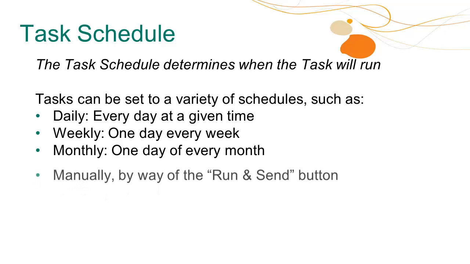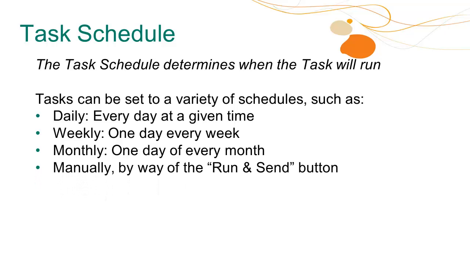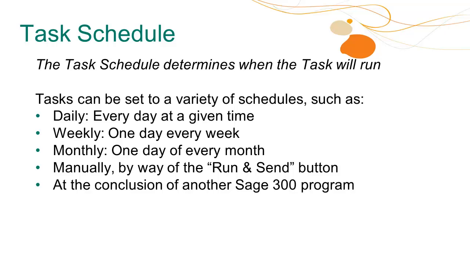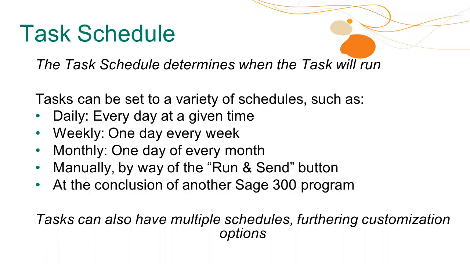Or you can set up a task schedule to run only when you want to by setting a manual schedule and using the Run and Send button. Another thing you can do is schedule a task to run at the conclusion of another Sage 300 program. It's also important to remember that tasks can have more than one schedule, meaning you have more customization options about when you want to run your tasks.